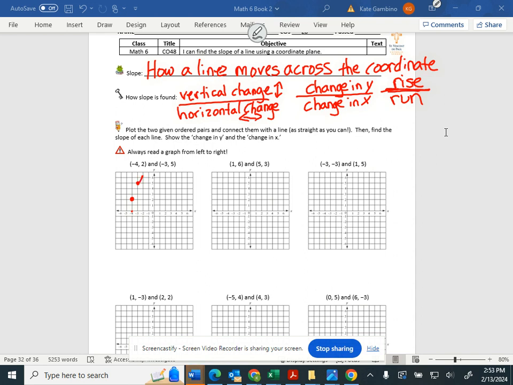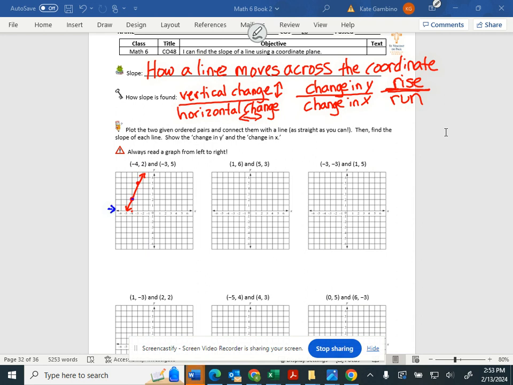And then I'm going to draw my line as straight as I can. Now a line keeps on going. So when we draw our line, we're going to put our arrows on the ends to show that it is actually a line and not a segment. So I graphed my two pairs. Now I need to find my slope. So I'm going to start at the dot that's farthest to the left, because reading left to right, we always start at the left side of our graph, moving to the right.